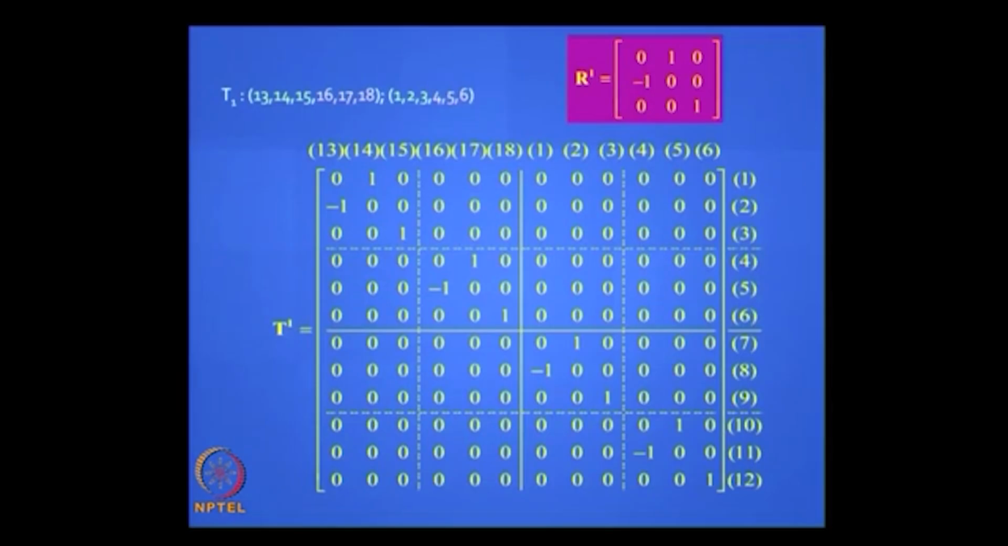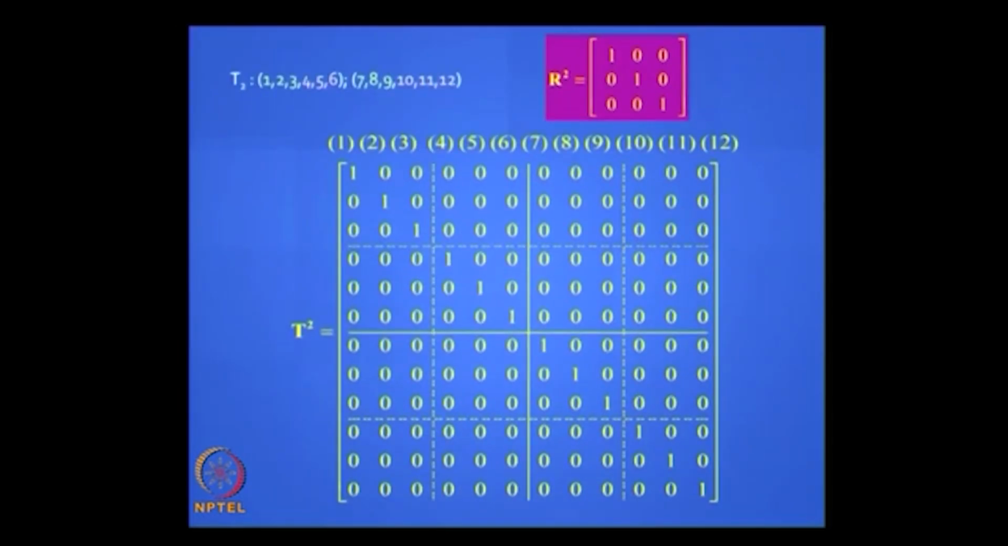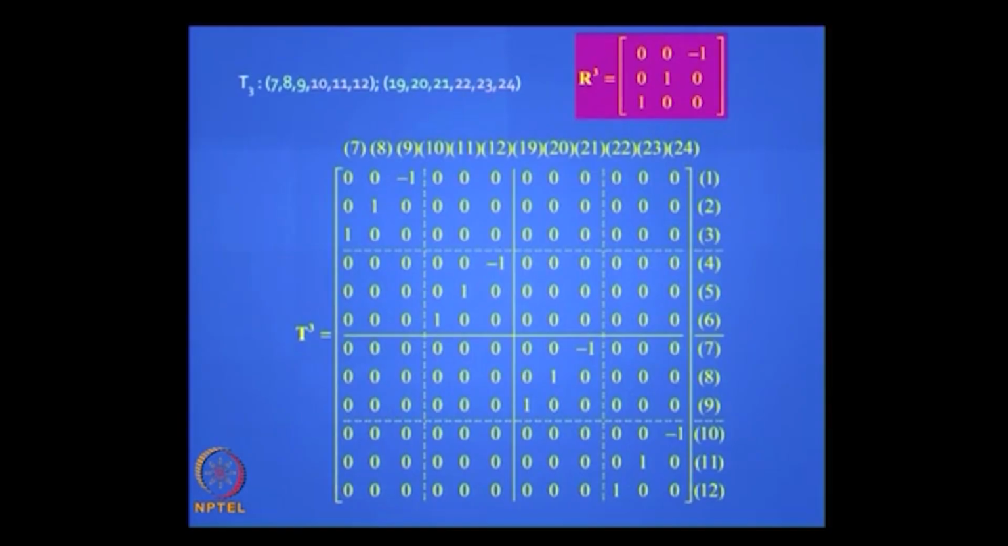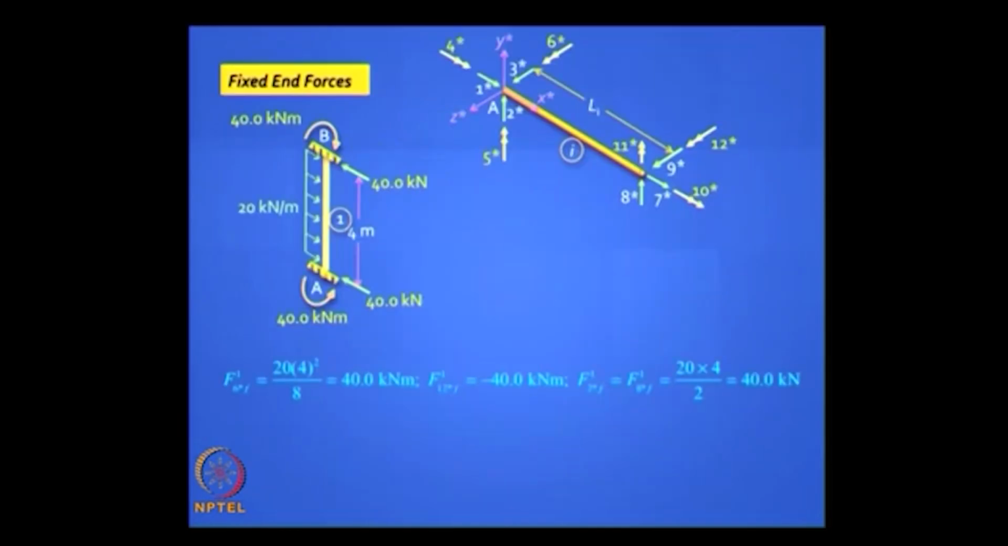T1 will look like this, okay. It is easy because you are just rotating that vector. T2 is identity matrix, is the easiest of the lot. T3 will look like this, okay. I leave it to you to figure out the rotation matrix because we just do not have time for that, okay. Next you have to find the fixed end forces.